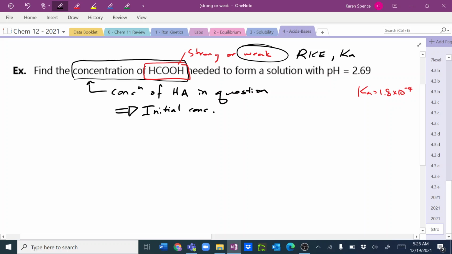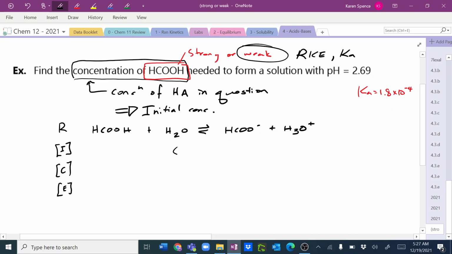So let's start by RICE. R-I-C-E. And our reaction is HCOOH. I'm going to use water in here just so that you get used to seeing that. And we have HCOO minus plus H3O plus. And of course, water is a liquid, so we don't worry about it in our RICE table.